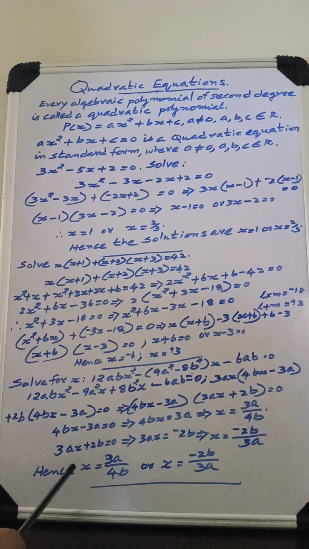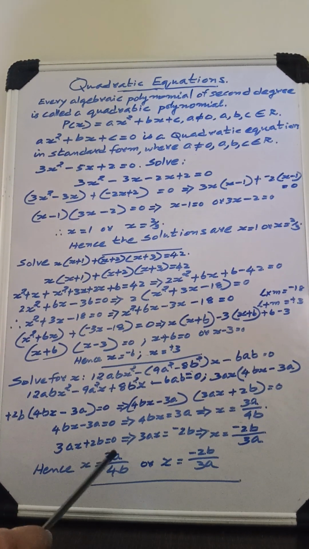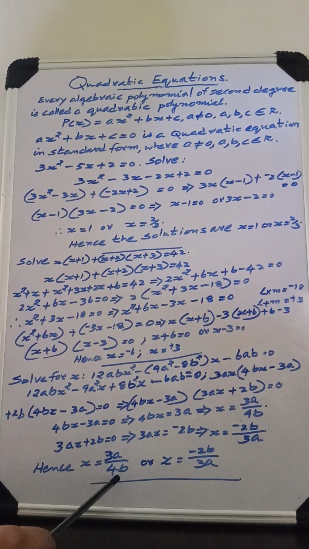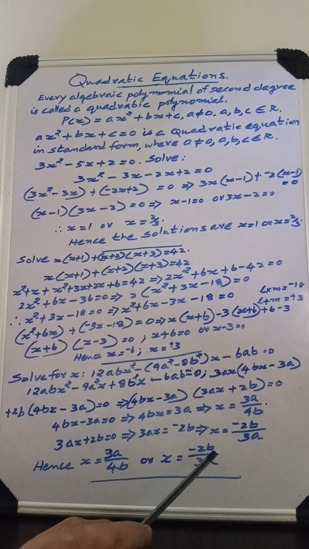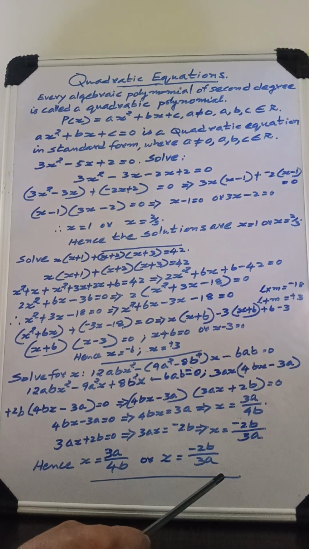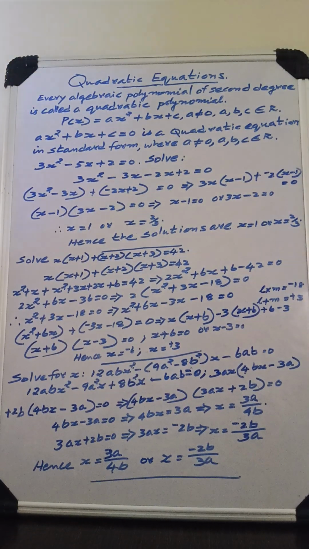Hence, x is defined as 3a by 4b or x equals minus 2b by 3a. We can meet in the next video.